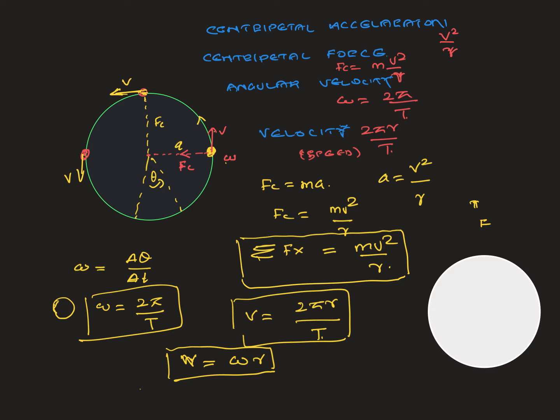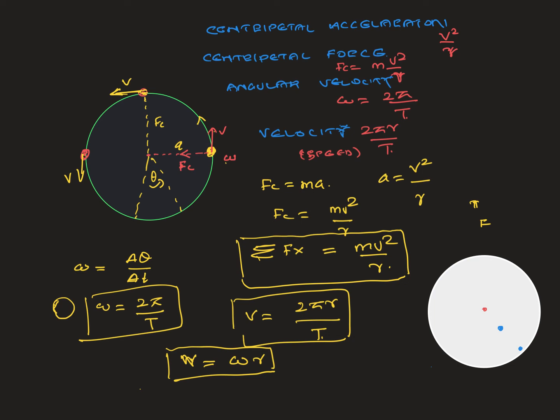Now let's consider a circular plate. This is the center, and it's a rotating plate. We have a child sitting on this plate, and there's another child sitting on the same plate at a different position.